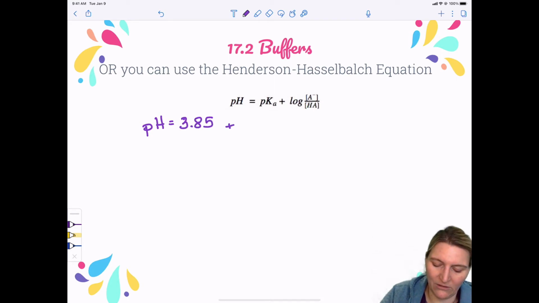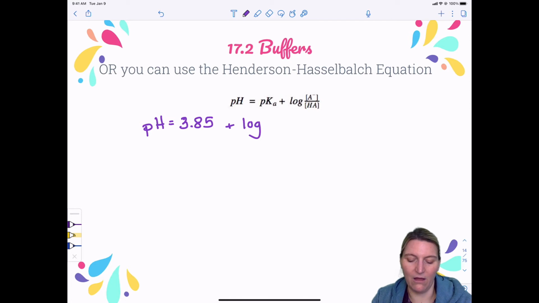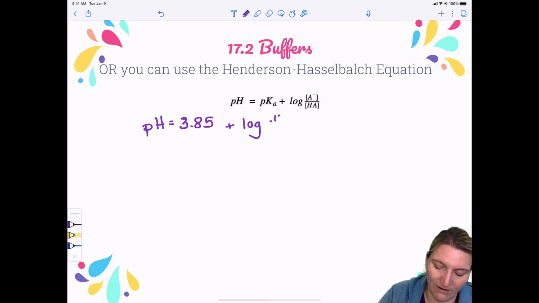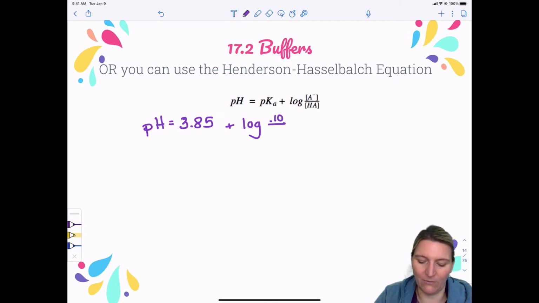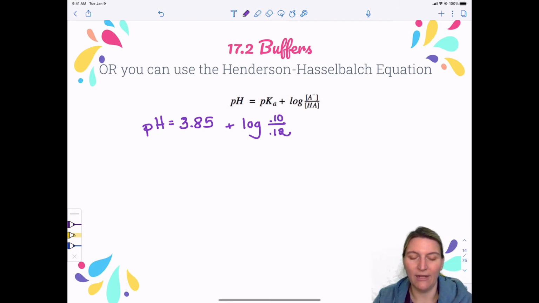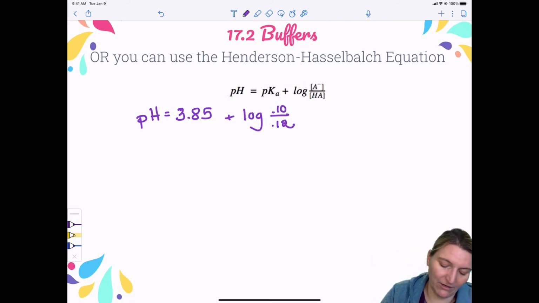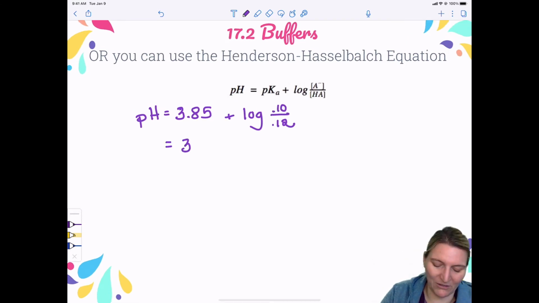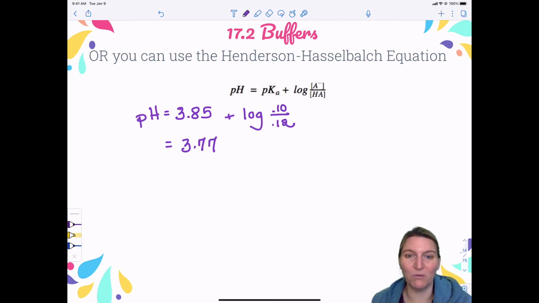And then I would add that to the log of the A minus, which is my conjugate base, which was that 0.10. And the acid that we started out with was 0.12. And literally you just plug this into your calculator, and this is a lot less work, as you're going to see. It comes out to be 3.77. It's really like the ice chart, because that has been done so many times. Like the pattern is basically done for you.